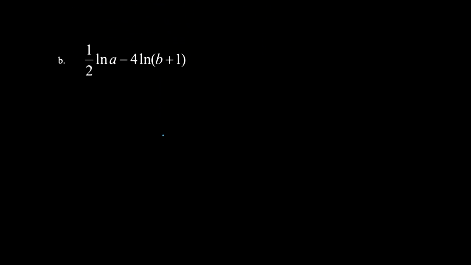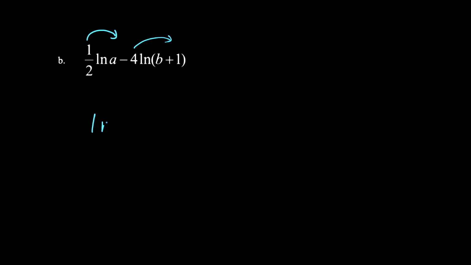B, we have a problem here. We can't put them together right away with the subtraction. So what we have to do is kind of pack things back into a single log here. So that 1/2 has to go in and that 4 has to go in. And we're going to use that power rule there.